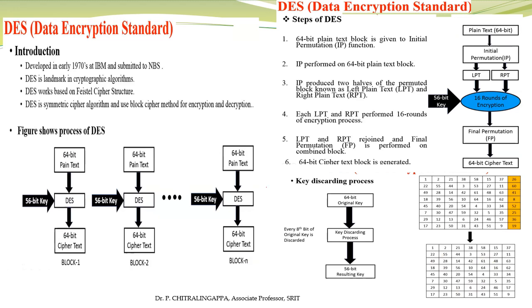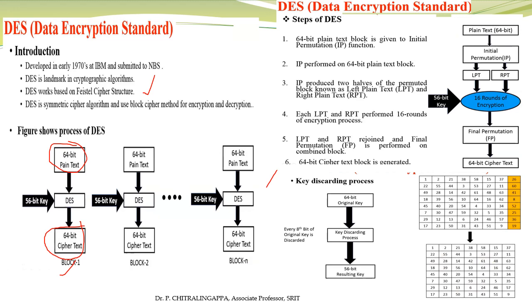DES follows the Feistel structure. DES is a symmetric cipher algorithm that uses the block cipher method for encryption and decryption. So this is the process of encryption to decryption. The entire process is divided into blocks, and we can apply the key for each and every block. This is the 64-bit plain text, and we convert it into 64-bit ciphertext at each and every block. There are 16 rounds in this case.